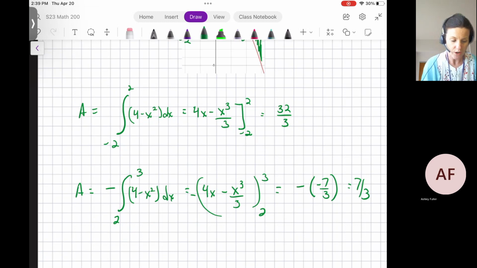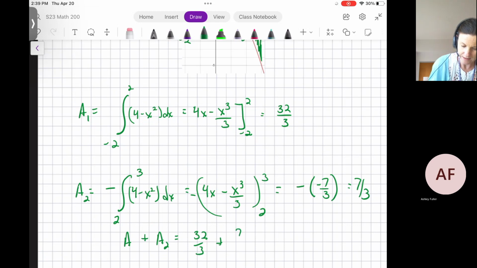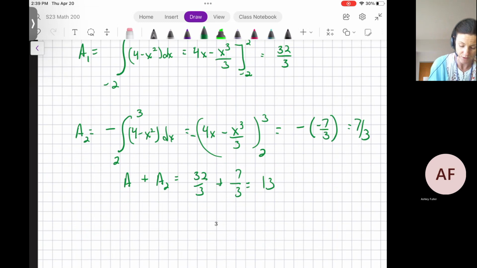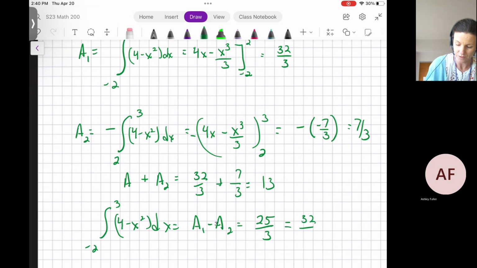So in order to calculate the total area, we would take A1 plus A2, giving us 32/3 plus 7/3, which gives us 13. Now, in contrast, if we wanted to find the distance or the difference between the two areas, we would simply take the integral from -2 to 3 of that entire span instead of two parts, which would give us A1 minus A2, which is going to result in 25/3. And we get that from 32/3 minus 7/3.